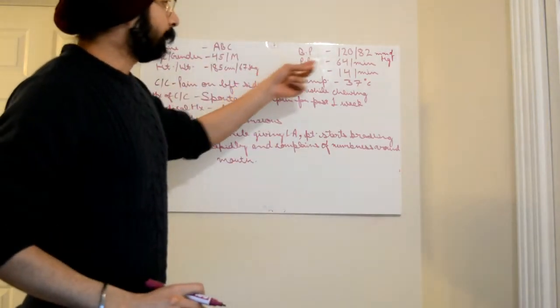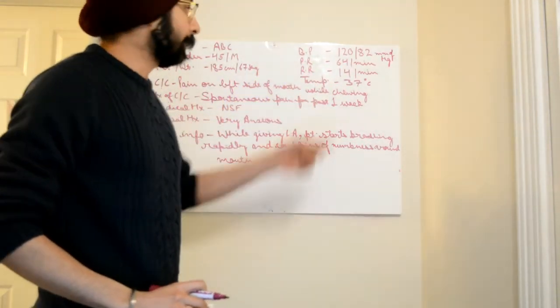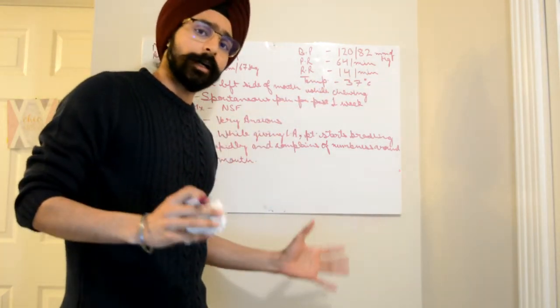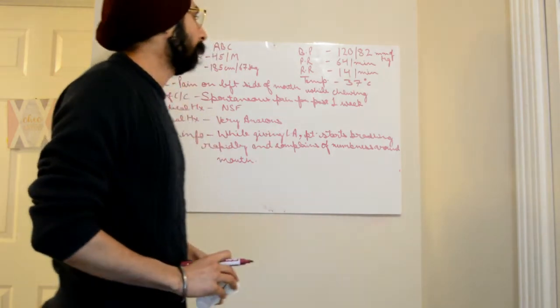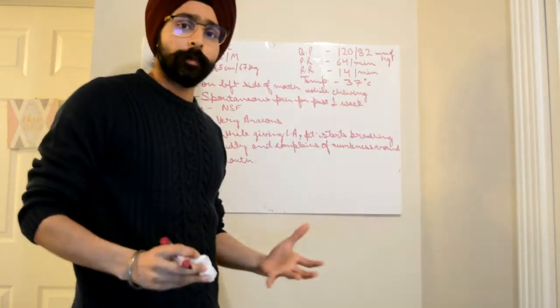Then is pulse rate, which is 64 per minute. Respiratory rate is 14 per minute. Guys, the normal respiratory rate is 12 to 14 or 15 per minute. Then is temperature is 37 degrees Celsius, which is normal body temperature.